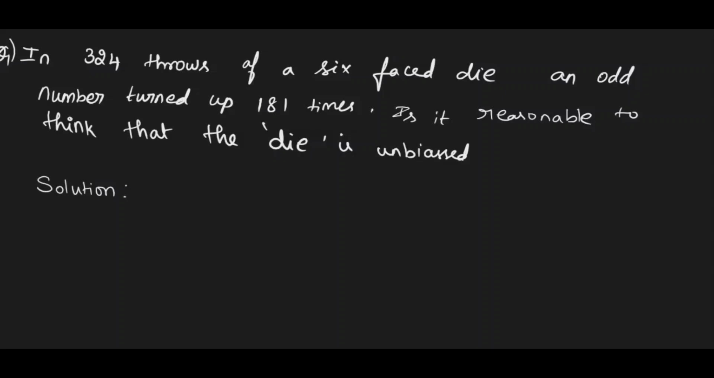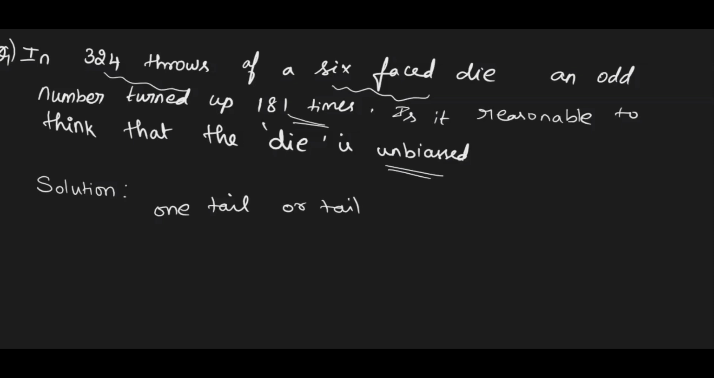Let us see the sampling problem. In 324 throws of a 6-faced die, an odd number turned up 181 times. Is it reasonable to think that the die is unbiased? So before we start the question, we have to first fix whether it's a one-tail or two-tail test.